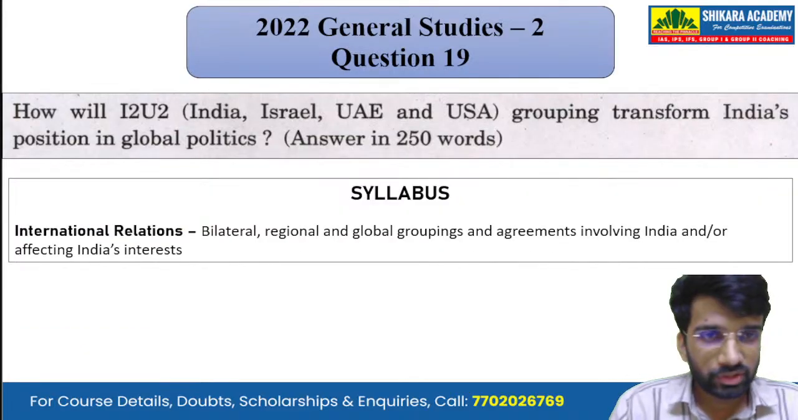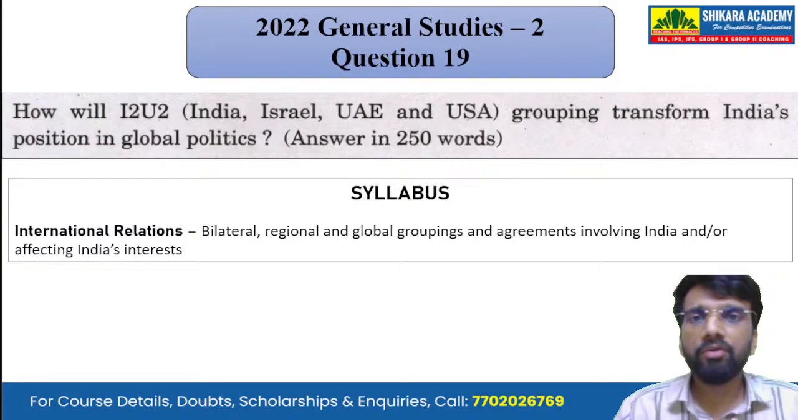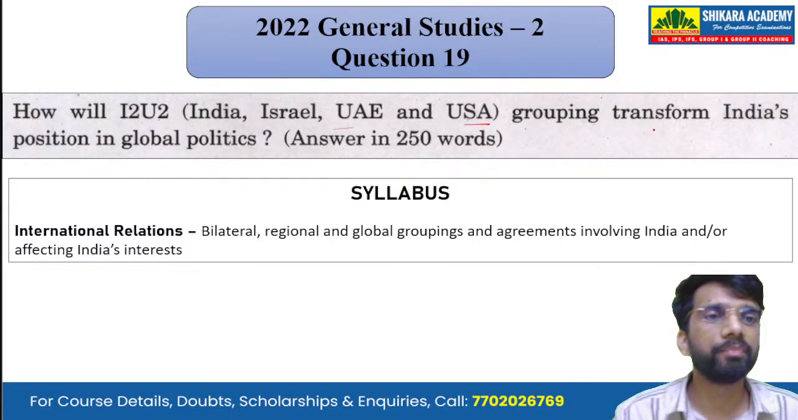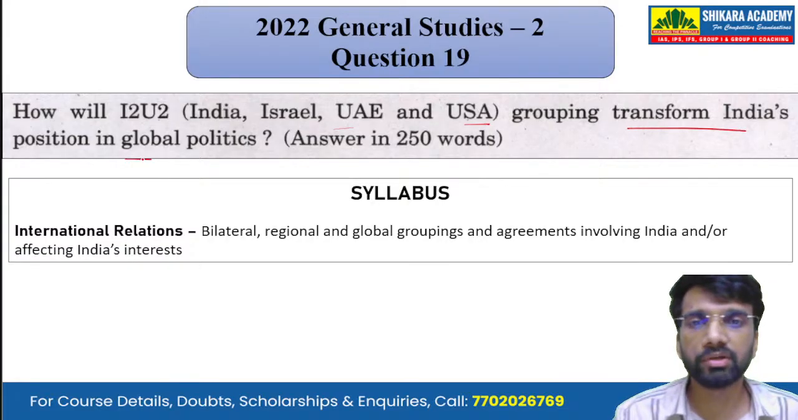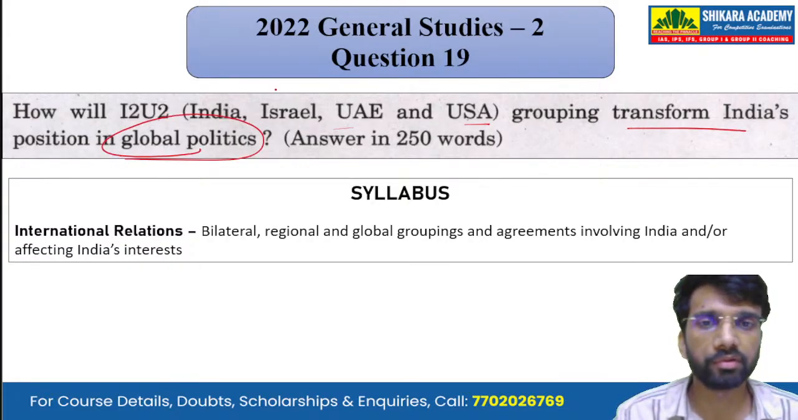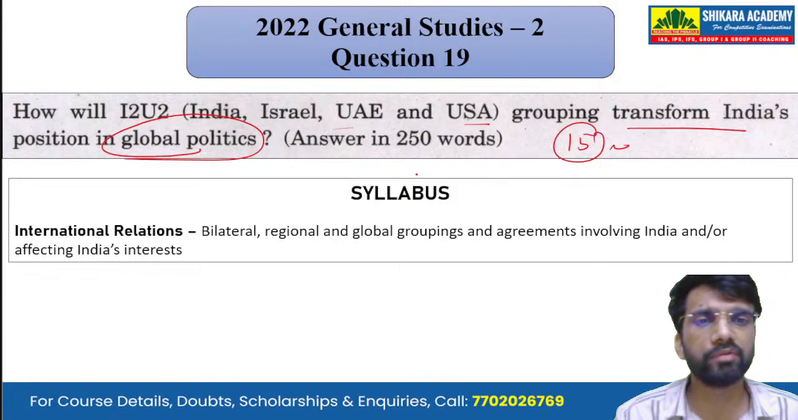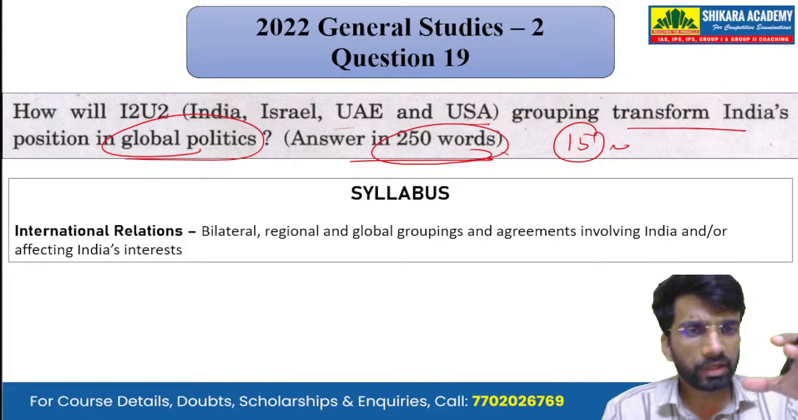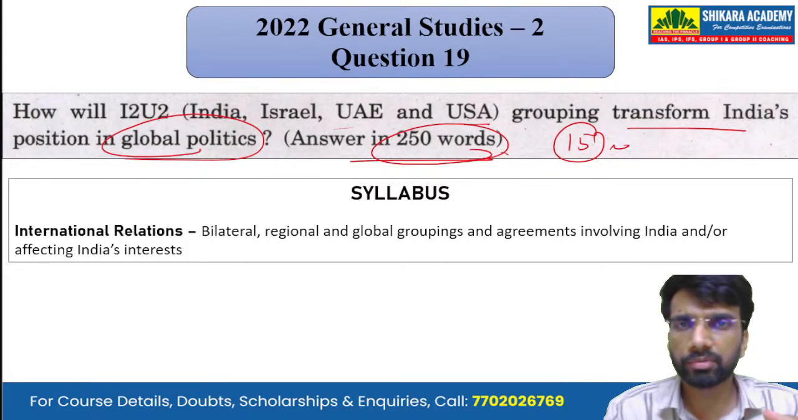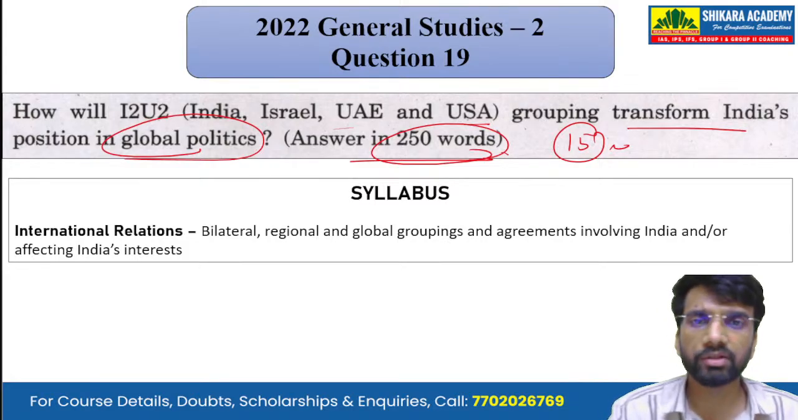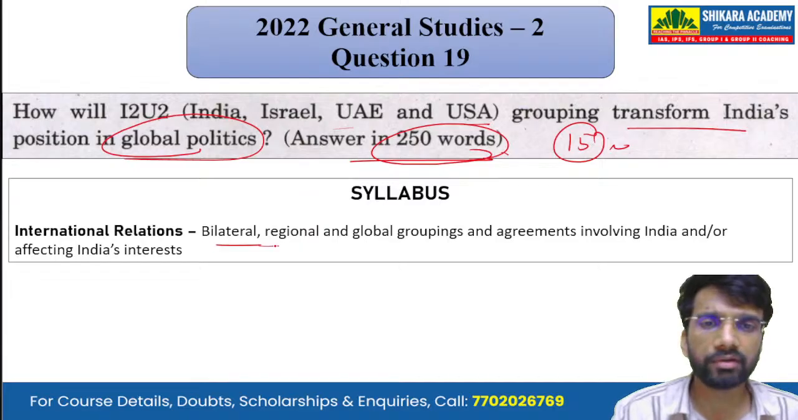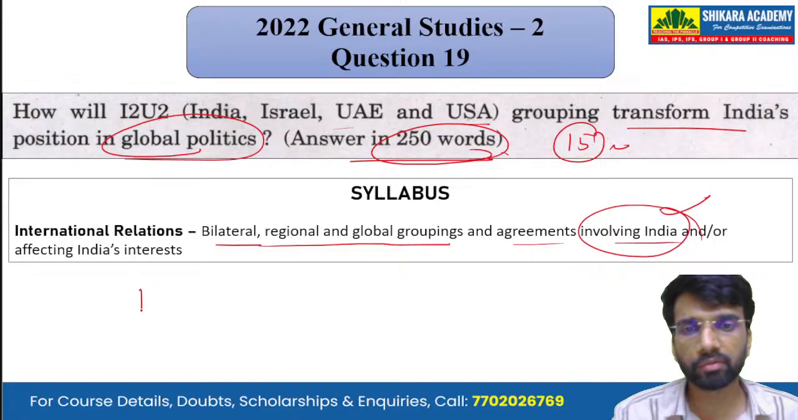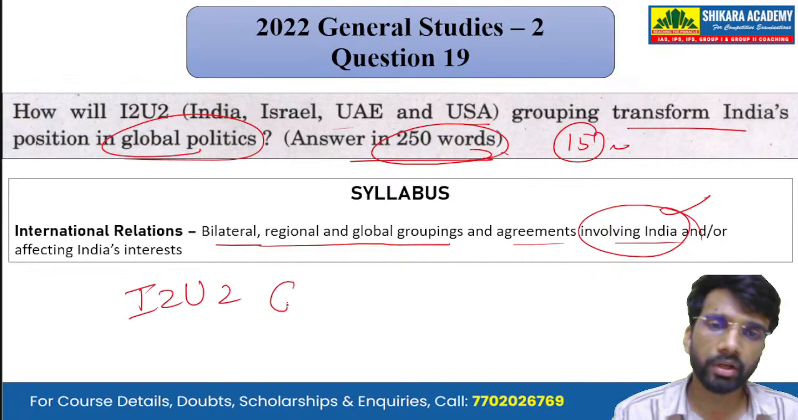Now, moving on to the next question, that is question number 19. How will I2U2, that is India, Israel, UAE, USA grouping, transform India's position in global politics? So we have to answer this 15-mark question in 250 words, quite a direct question on the I2U2 grouping. Now, mapping it with the syllabus, we can see that it has been asked from the subject of international relations, and the topic is the bilateral, regional, global groupings and agreements involving India.